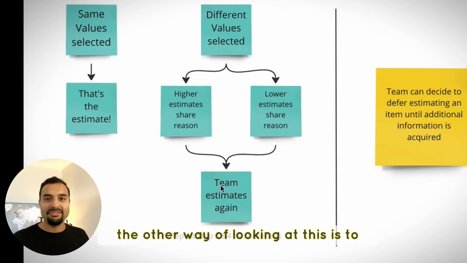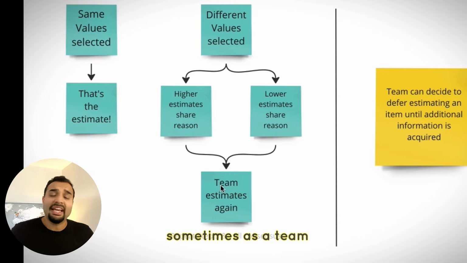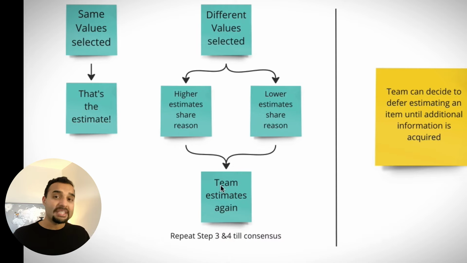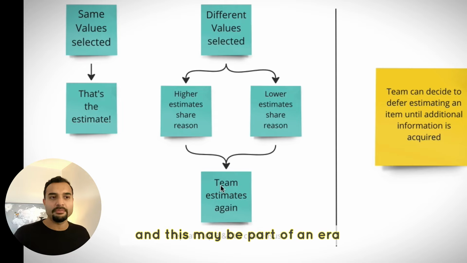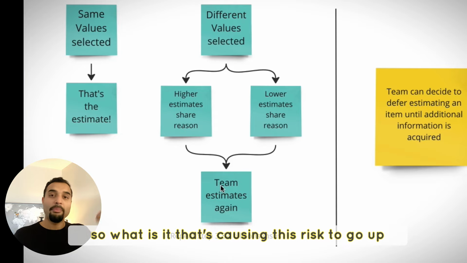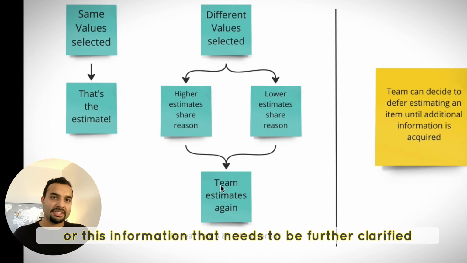The other way of looking at this is that sometimes, as a team, you need to go and investigate in your systems or in your product capability to understand if something is doable or what the risks are. And this may be part of an area you haven't touched before as a team. So what is it that's causing this risk to go up, or this information that needs to be further clarified?